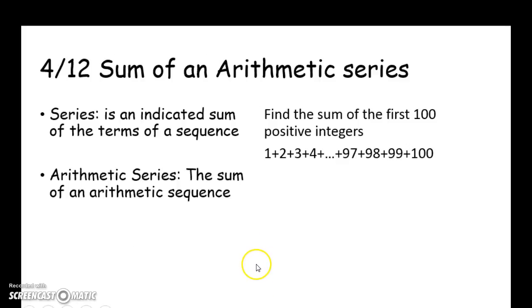All right, the sum of an arithmetic series. Some definition: a series is when you're adding up all the terms, and if it's an arithmetic series, it means that it was an arithmetic sequence, and now instead of commas, we're putting plus signs in between them. So, finding the sum of the first 100 positive integers.